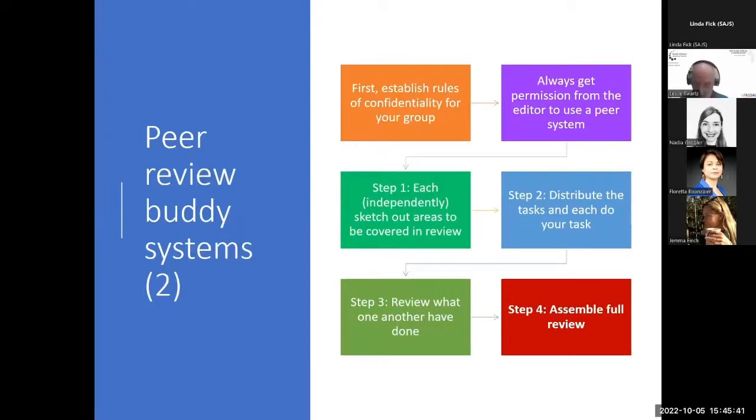First of all, establish that your group is going to be confidential. Get this permission from the editor. Then what I suggest you do in your group is that each of you independently looks quickly at the submission and says, okay, these are the main things that need to be covered in the review of this article. Distribute those tasks. Then have a look at what each of you has written in terms of those tasks. Then one of you will put together a review and write back to the journal and say, I'm taking responsibility for this, but in writing this review, as I discussed with you, the following three people were also involved in this process of review.